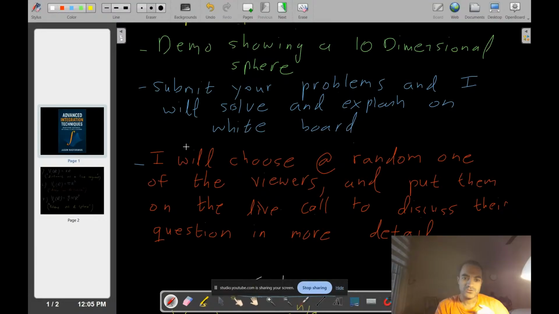The next thing we're going to do after that is I'm going to show you a demo showing a 10-dimensional sphere in hyperspace. I just want to show you something very cool because it's relevant to my book, Advanced Integration Techniques.